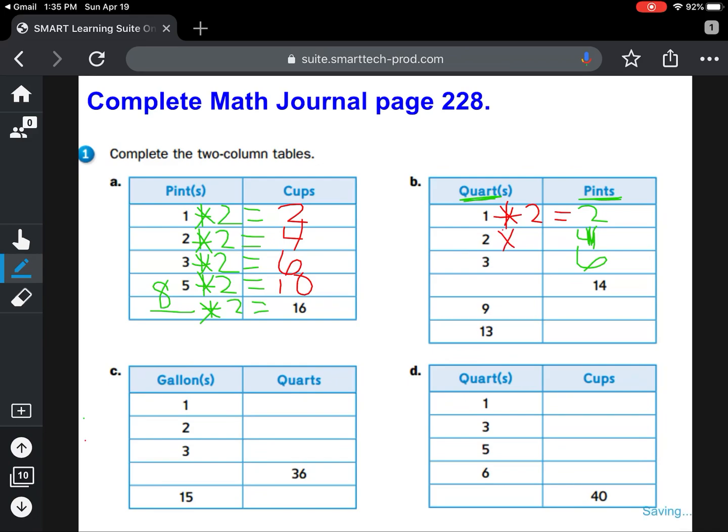So 2 quarts times 2 pints in every quart is a total of 4 pints. And 3 quarts times 2 pints in every quart is a total of 6 pints. Then you have to think to yourself, what number times 2 equals 14? I would like you to finish part B now. So pause your video, finish part 1B, then turn your video back on once you have part B completed.